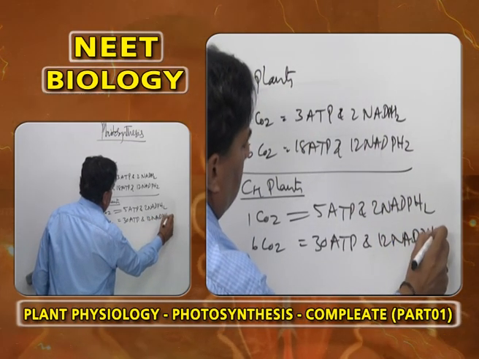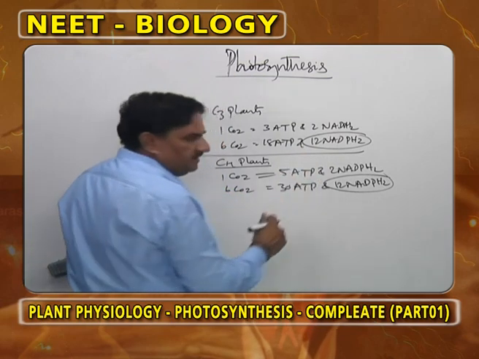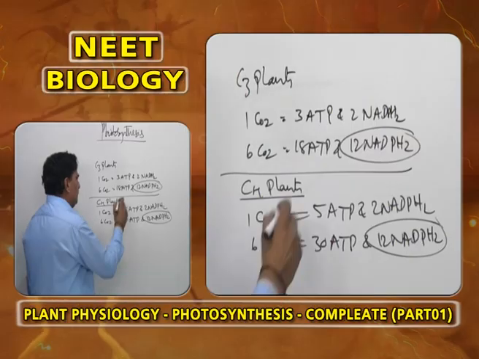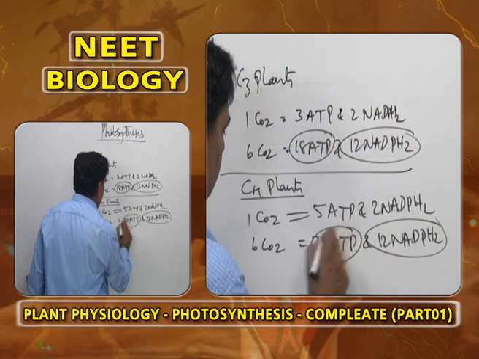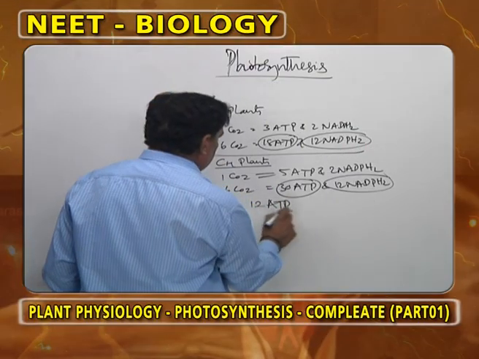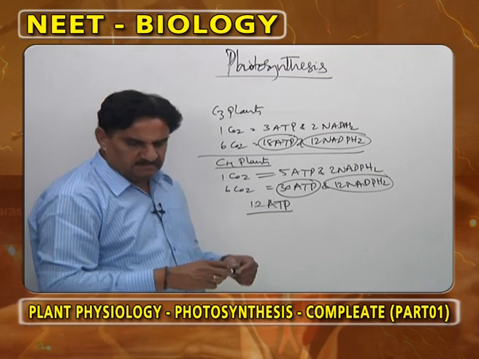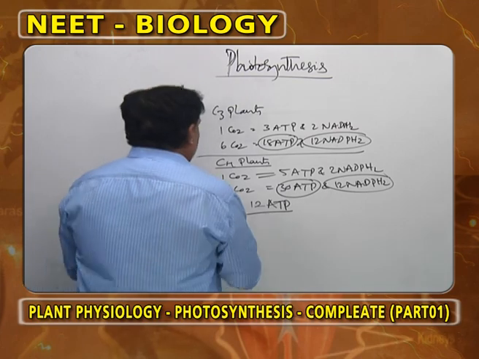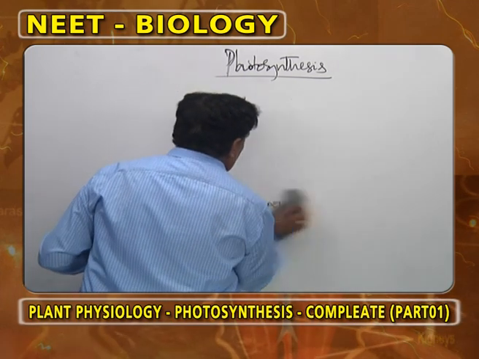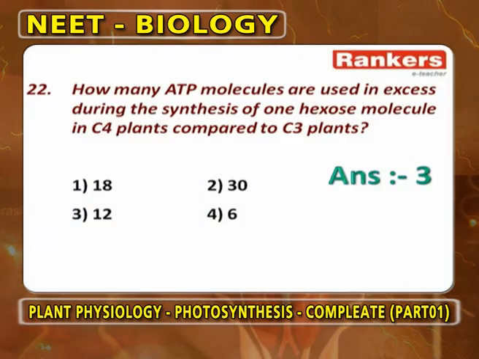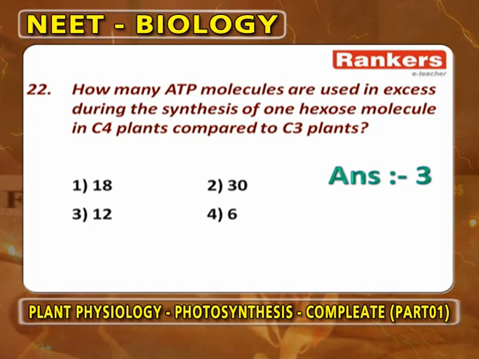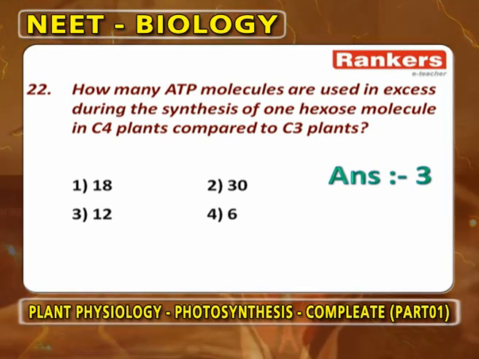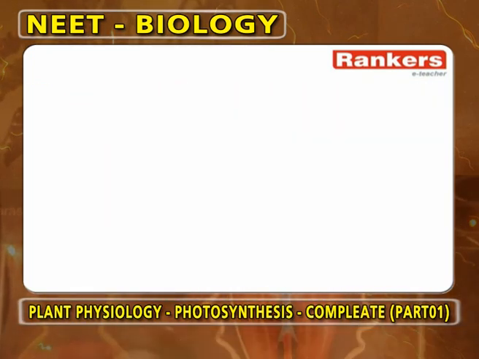So in C3 plants and C4 plants, the utilization of NADPH2 is the same, 12 NADPH2. But coming to the ATP, here 18, here 30. So the difference is 12 ATP. So 12 ATP molecules are used in excess in C4 plants when compared with C3 plants. How many ATP molecules are used in excess during the synthesis of one hexose molecule in C4 plants compared to C3 plants is 12 ATP molecules.